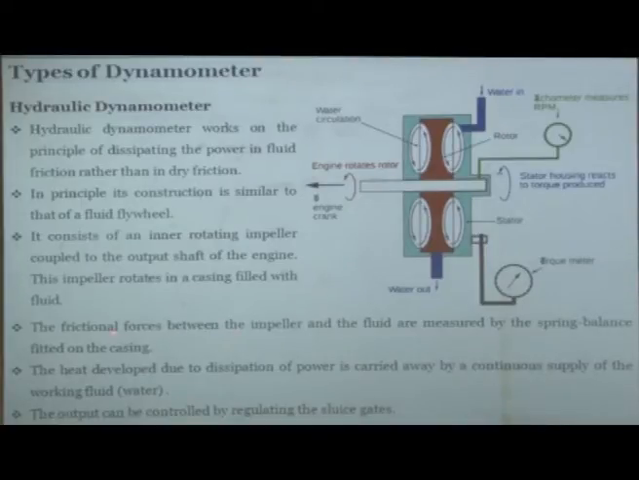The frictional forces between the impeller and the fluid are measured by a spring balance which is fitted on the casing. Basically it measures the torque. The heat dissipated due to dissipation of power is carried away by the continuous supply of working fluid. So you make sure that water is coming in and hot water is going out. The output can be controlled by regulating the sluice gauges. Basically you control the flow rate of the water and the output can be controlled.